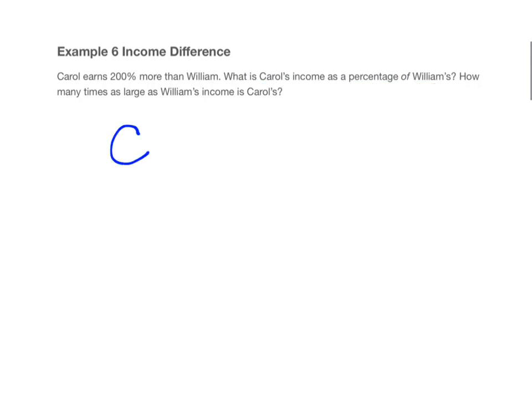Right, so let's call Carol C and William W. Right, so we want to know Carol's income is equal to what percentage, and let's call it P, what percentage, okay, of, which means multiply, what percentage of William's.